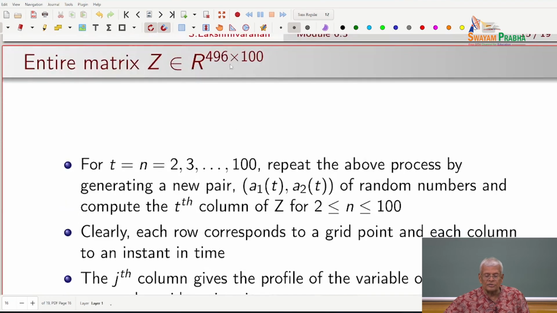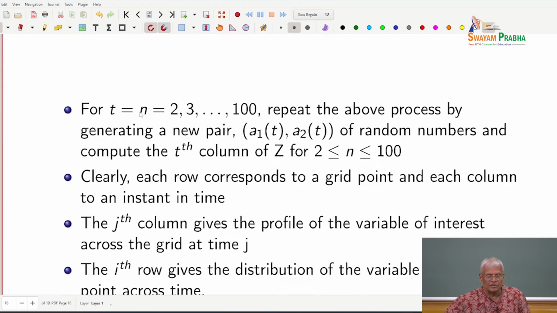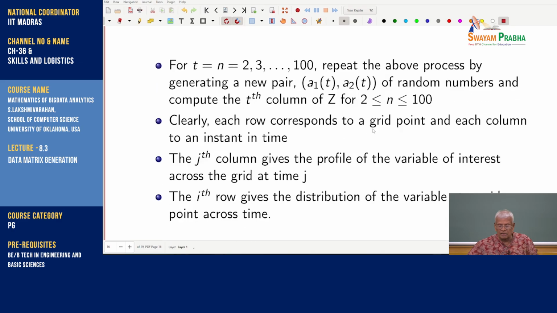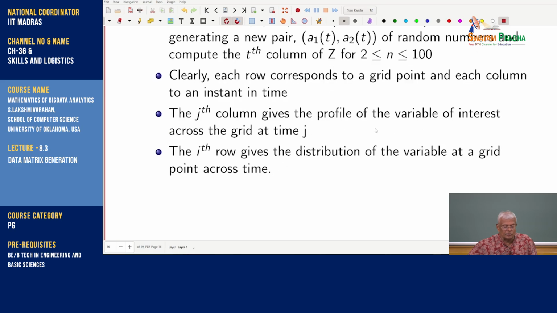So, the entire matrix is now, I am going to consider the time interval 100 units, 1, 2 all the way up to 100. So, I have a matrix which is 496 by 100. At t is equal to n is equal to 1 to 100, repeat the above process. The above process was talked about for t is equal to 1. So, repeat that. I can sometimes use n as the column index. Now it's called t. So, t is the same as n, that is why I call it t is equal to n. So, I got the first column, likewise I get all the rest of the 100 columns.